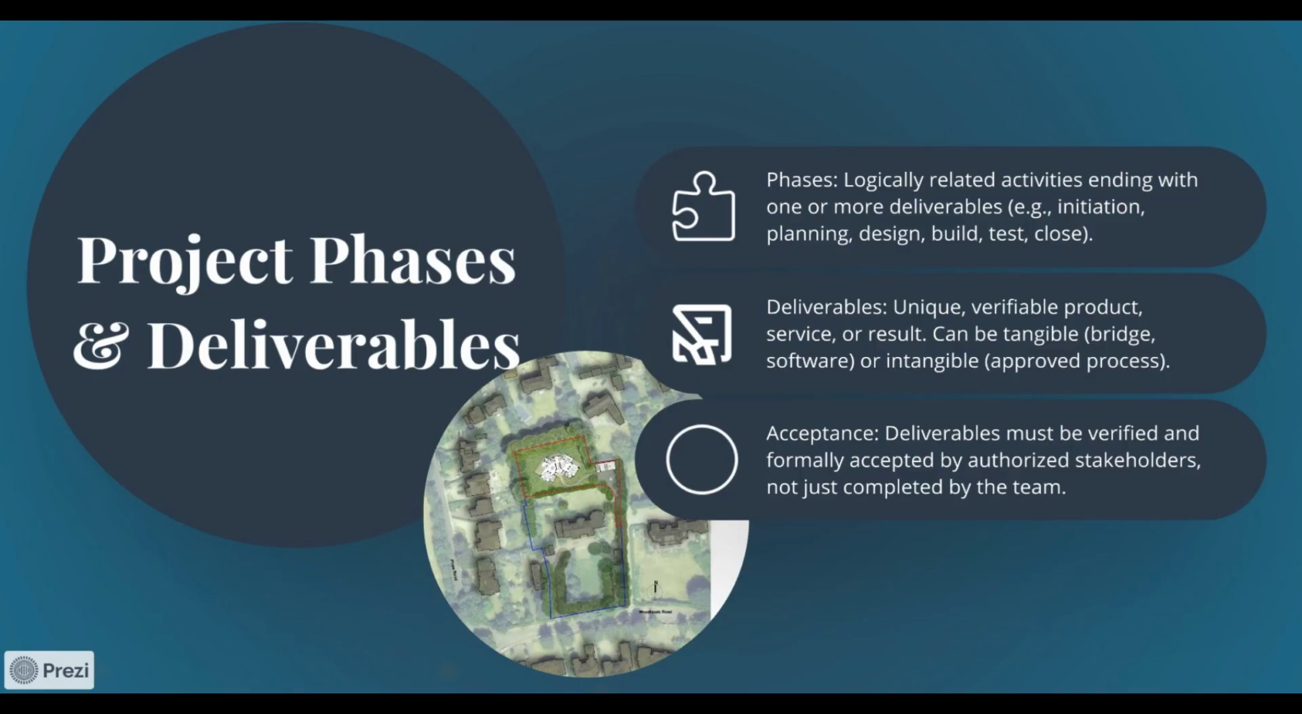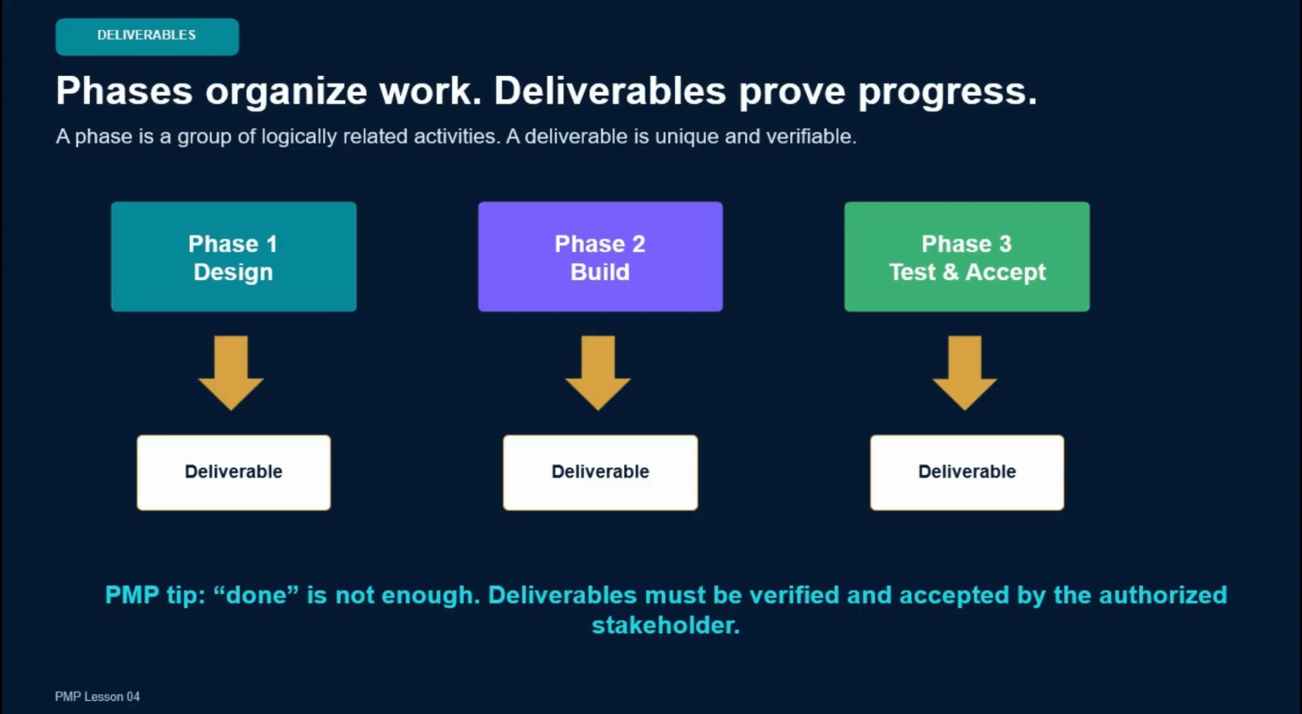Now let's talk about phases and deliverables. A phase is a collection of logically related project activities that usually ends with the completion of one or more deliverables. For example, a project may have phases such as initiation, planning, design, build, testing, implementation, and closing. The exact number of phases depends on the industry, the organization, the complexity of the project, and the development approach.